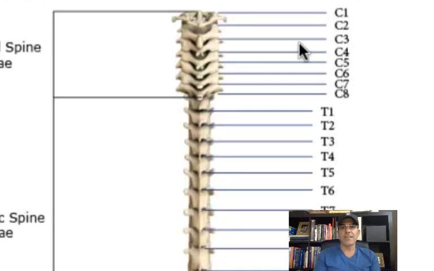If you want to block C3, you have to put your needle above C3. If you want to block C6, you have to put your needle above the C6 vertebra. But in the thoracic down, if you want to block T4, you find your vertebra T4 and then you put your needle under that. I think that's a very important clinical point that you have to consider.